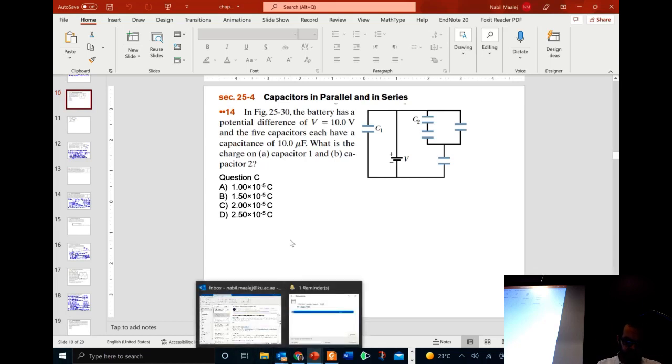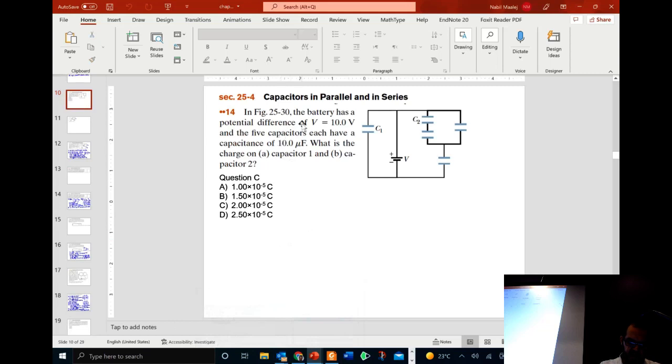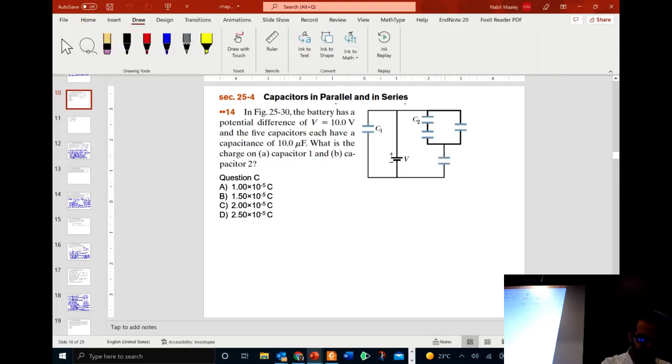Okay, so here we have a battery that has a potential difference of 10 volts and 5 capacitors. Each has a capacitance of 10 microfarads. What is the charge on capacitor 1 and capacitor 2? So we said the charge on capacitor 1 is easy.